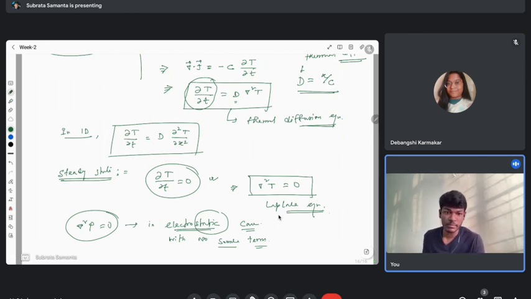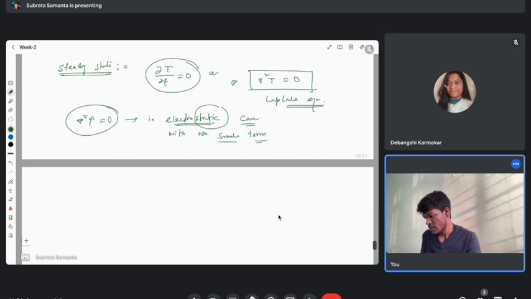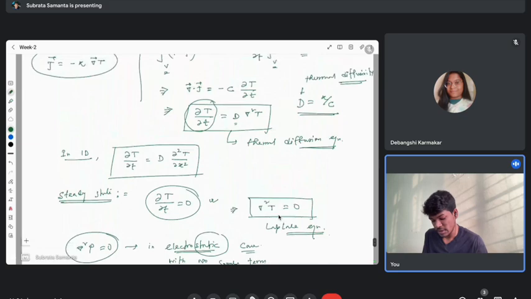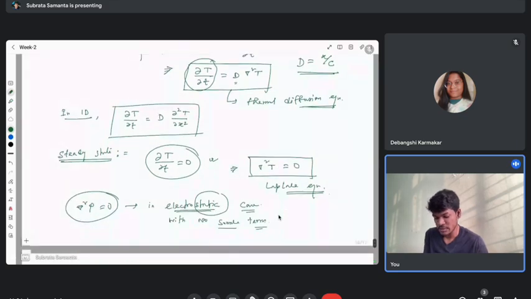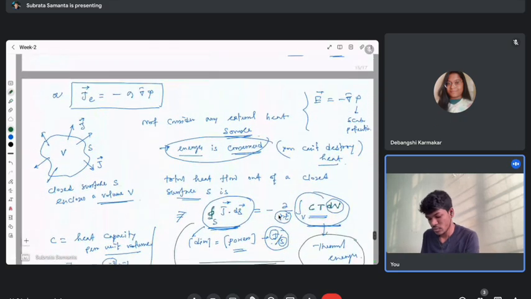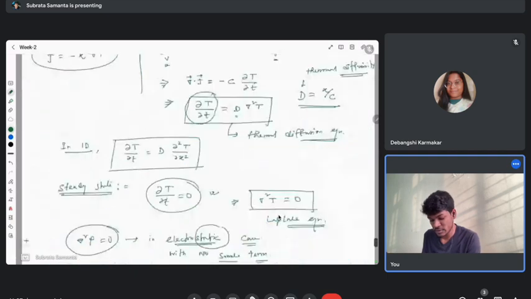Temperature varies from one point to another; similarly, the potential varies from one point to another. So if we solve that, we get similar kinds of results as in the electrostatics case. So you can connect the similarity between these two equations. In this case, we also include no source term, so we do not consider any external heat source. That's why we compare these two equations.